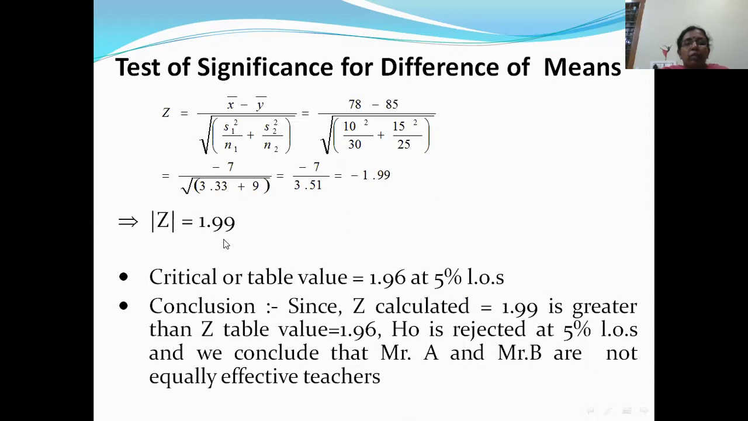Now compare this with the table value. What is the table value? Because it is a two-tailed test, it will be 1.96 because alpha is given as 5%. So at 5% level of significance, the critical or table value is 1.96. Now here we can see this 1.99 is greater than 1.96. That means calculated is more than table value. So we'll reject H0. So since Z calculated, which is equal to 1.99, is greater than Z table value, which is equal to 1.96, H0 is rejected at 5% level of significance. And we conclude that Mr. A and Mr. B are not equally effective teachers.